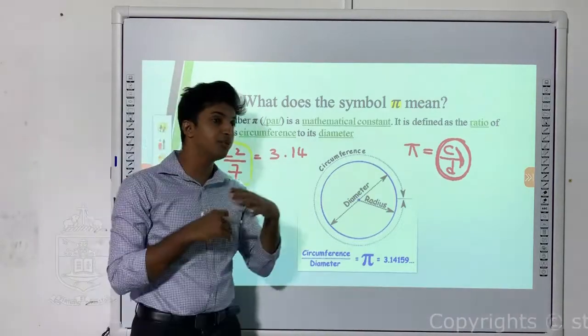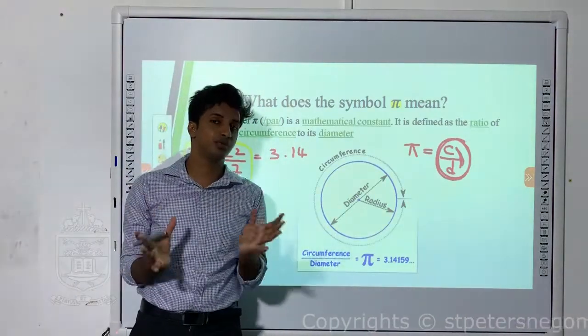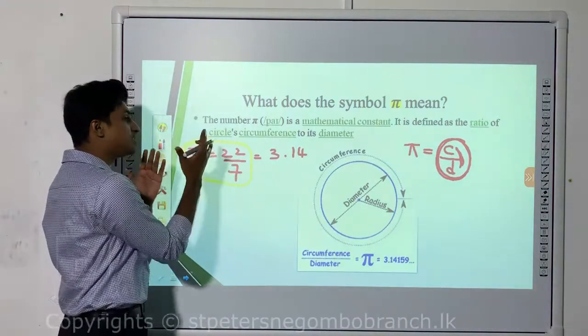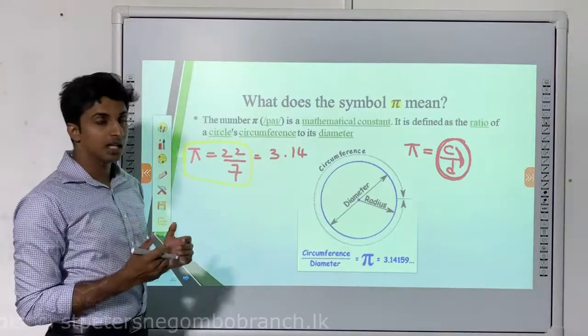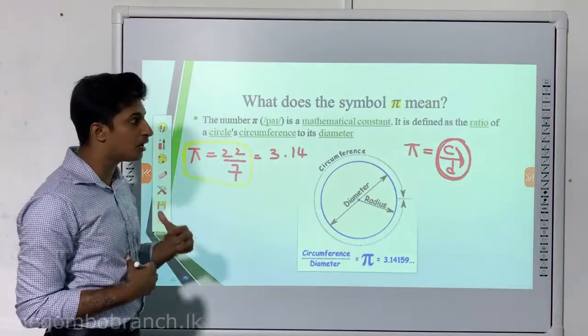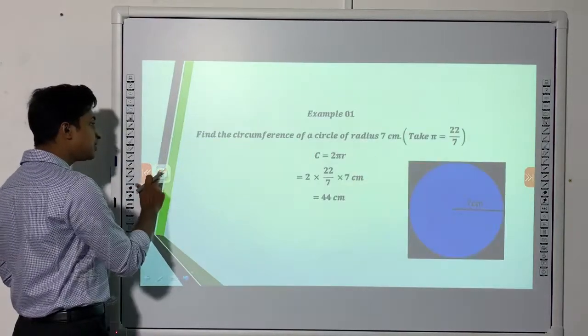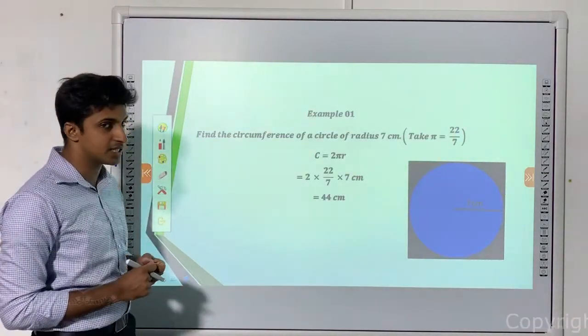But we don't need a very broad idea. This is the broad idea of what you mean by pi. But for us, pi is taken as 22 over 7. That is the value that we will be taking for our questions. So we are going to the first question. That is a simple example.